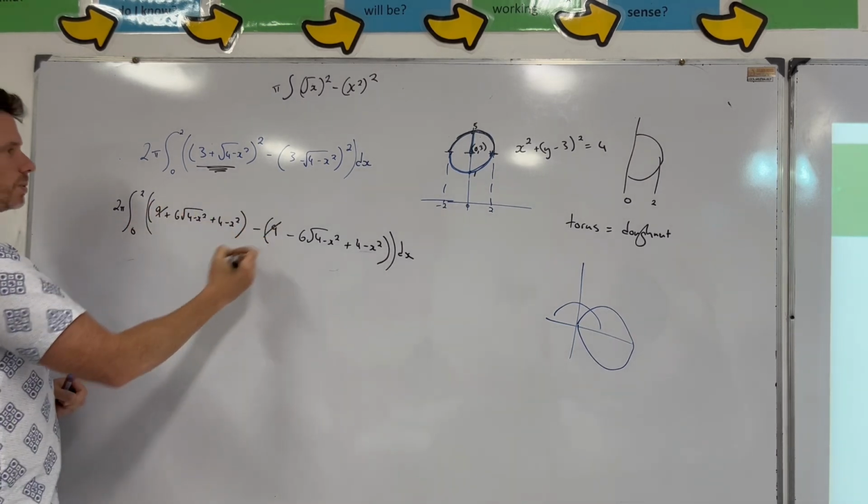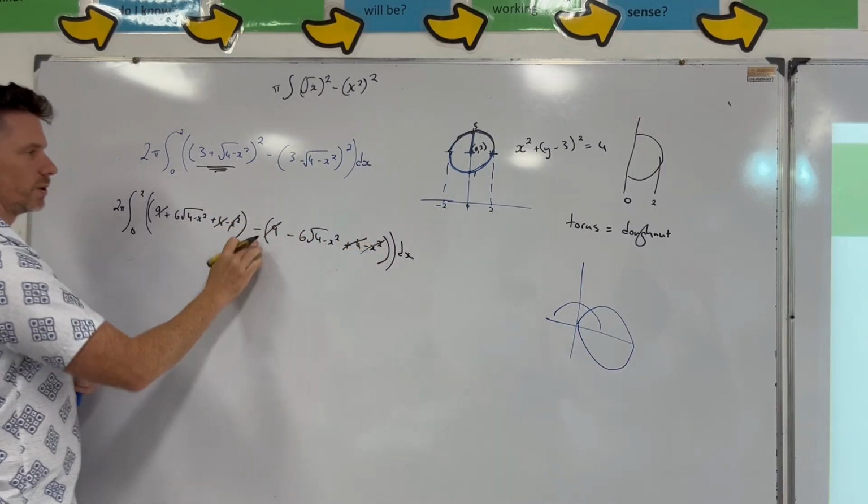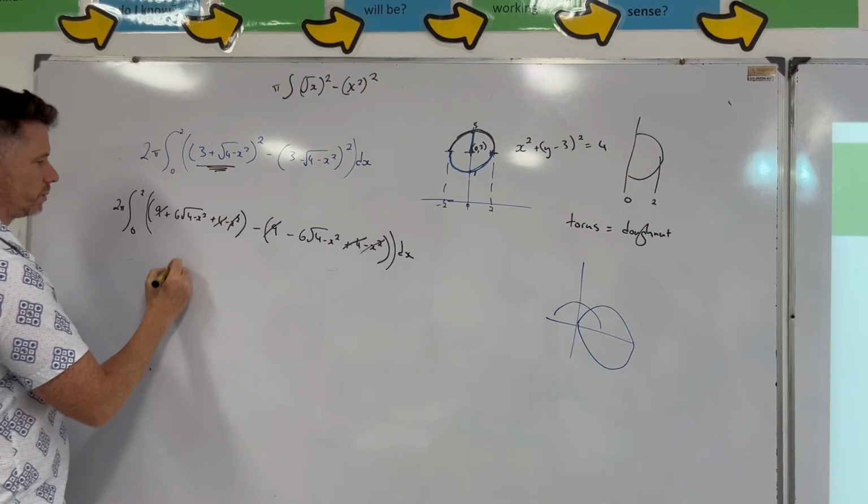So I'm going to subtract these two and hopefully things calm down a little bit. I think the 9s will disappear. I think the 4s here will disappear. And I think the x squareds are going to disappear because it's subtraction. So the same, 12 and 12. Okay, so it's looking a bit nicer.